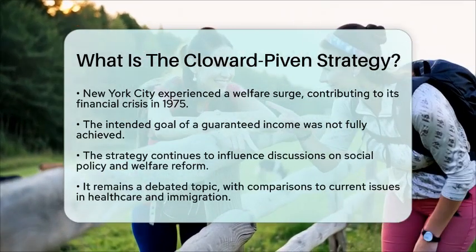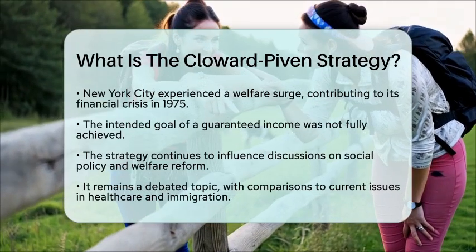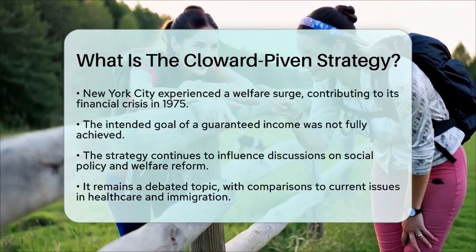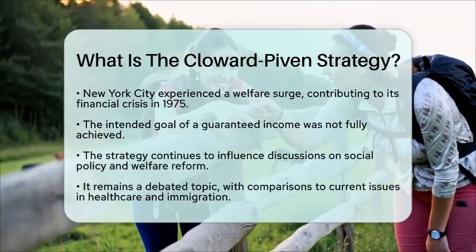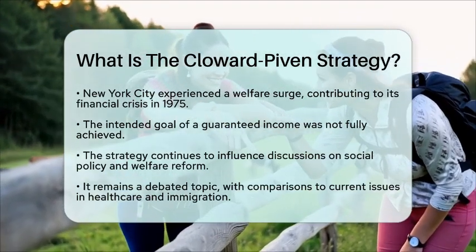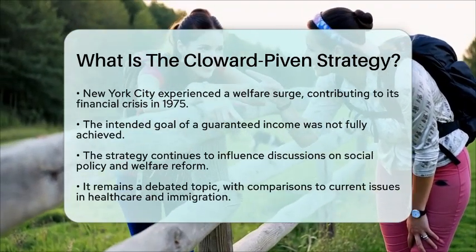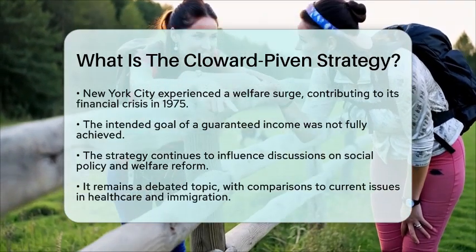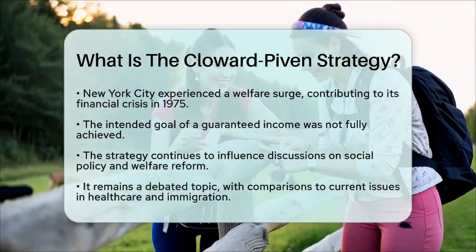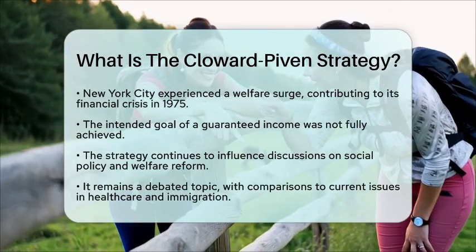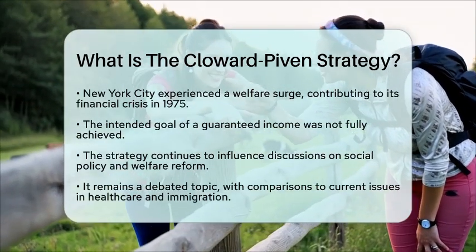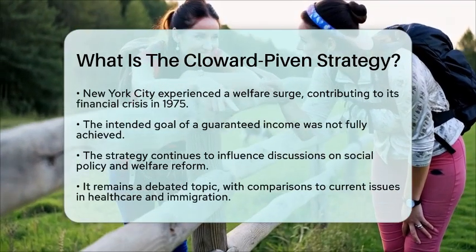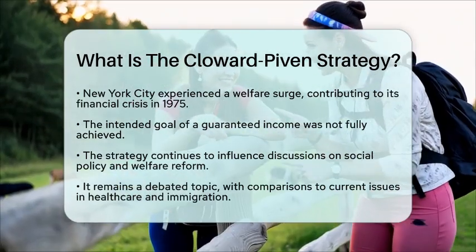Despite this, the Cloward-Piven strategy has continued to influence discussions on social policy, welfare reform, and government intervention. Today, the concept remains a topic of debate, with some accusing each other of using similar tactics to overload systems in areas like healthcare and immigration. While the strategy's precise goals were not fully realized, it has left a lasting impact on how we think about addressing poverty and systemic injustice.